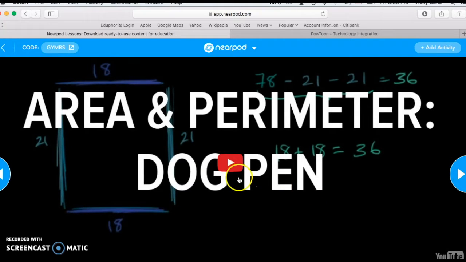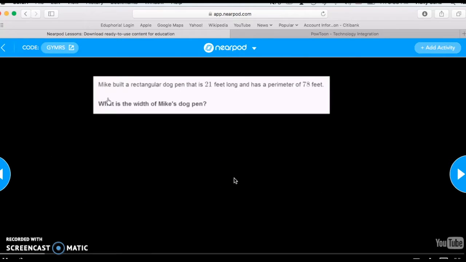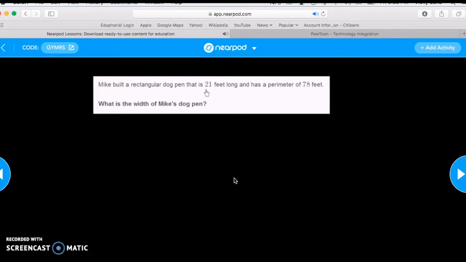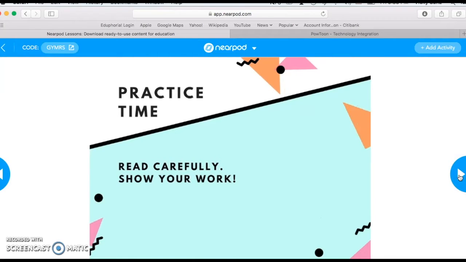This is another problem with area and perimeter combined. Mike built a rectangular dog pen that is 21 feet long and has a perimeter of 78 feet. What is the width of Mike's dog pen? And after that demonstration, we're going to go into practice time.